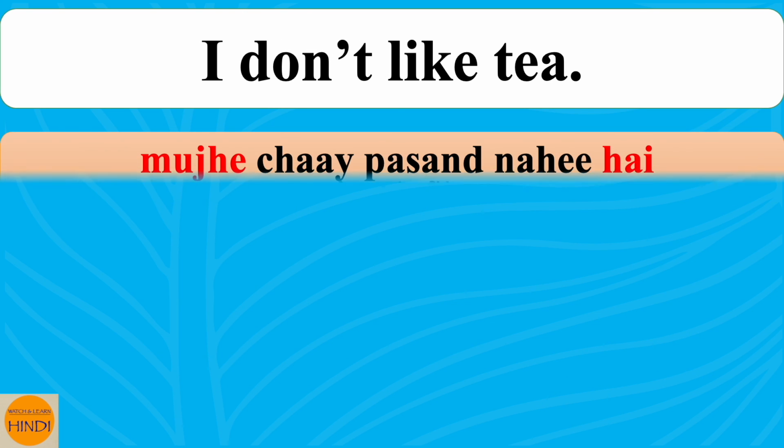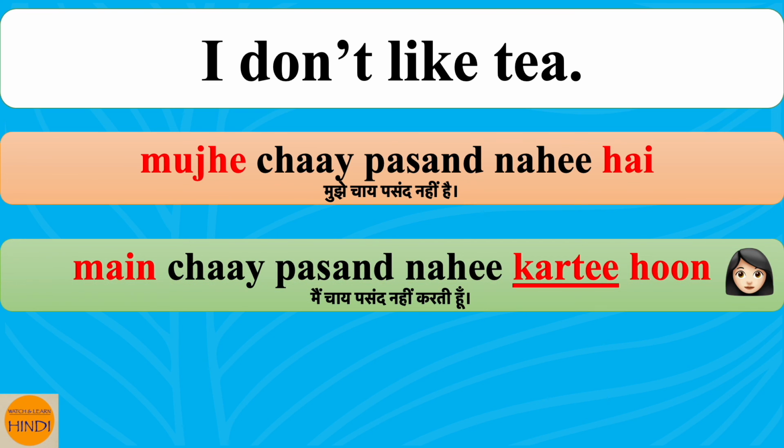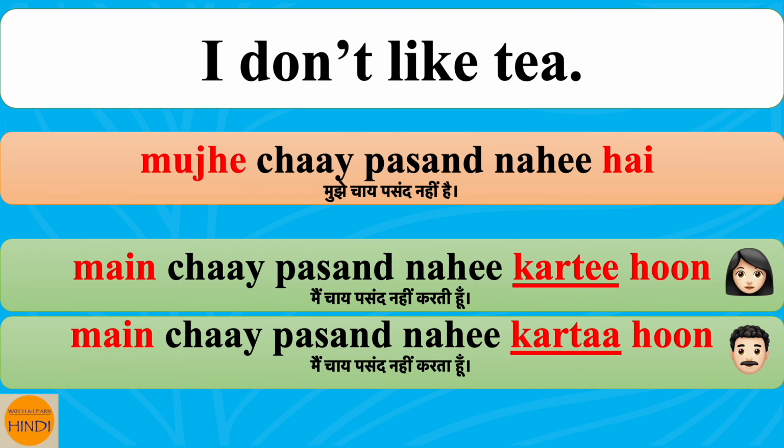Similarly, if you want to say I don't like tea, again with मुझे, it's a gender neutral sentence and you can just say मुझे चाय पसंद नहीं है. But if you want to use मैं, for feminine gender you will say मैं चाय पसंद नहीं करती हूँ. And for masculine, मैं चाय पसंद नहीं करता हूँ.